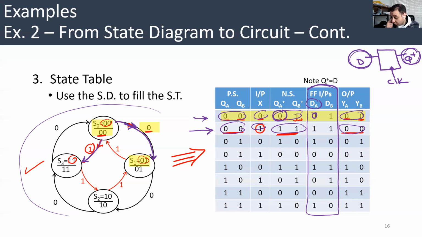Why? Because we said that when the clock comes, Q will be just equal to D. Whatever is on D will be on Q. We know Q, so D will be the same. And same for QB and DB.